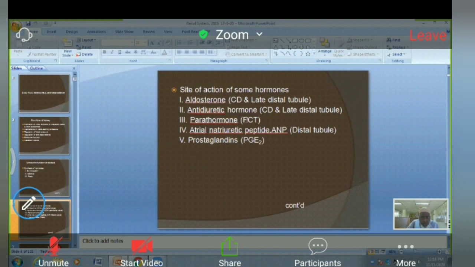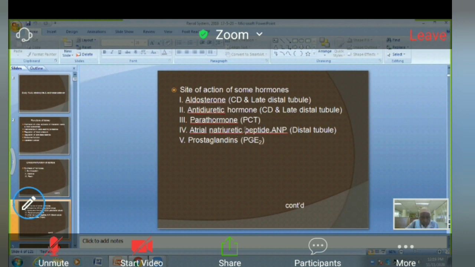Parathormone acts on the proximal convoluted tubule and is responsible for maintenance of the calcium balance. Atrial natriuretic peptide acts on the distal tubule. Its function is, when the sodium is more, it causes natriuresis, that means elimination of sodium.